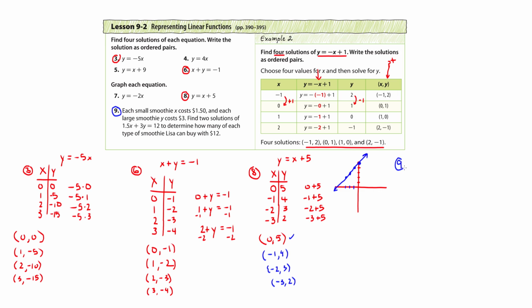Number 9, it says each small smoothie, X, so X is representing the number of small smoothies, and they cost $1.50. And then each large smoothie, that's represented by Y, so that's how many of the large ones we're getting. And then $3 a piece, so the large ones are twice as expensive. So we have an equation here, 1.5x plus 3y, $1.50 for each small plus $3 for each large equals 12.